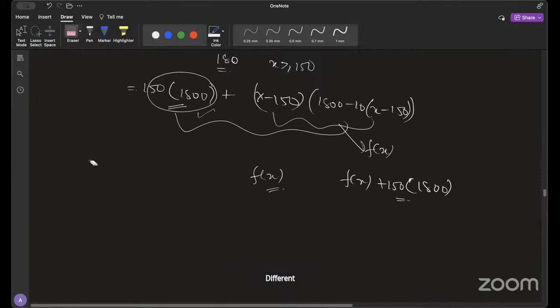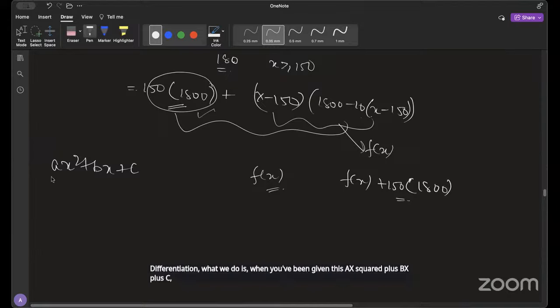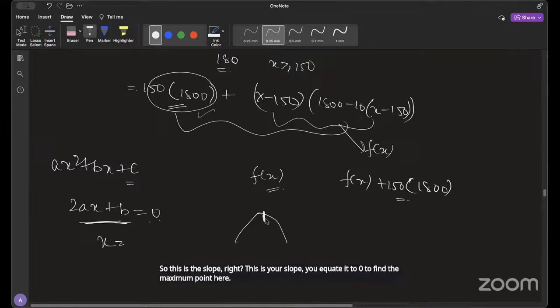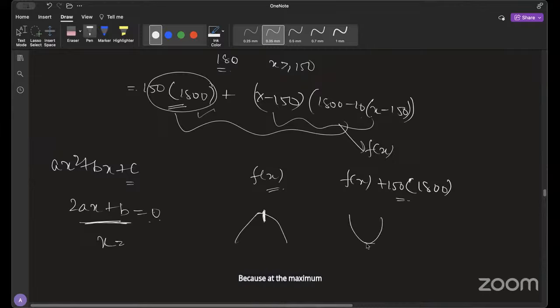Differentiation, what you do is, when you've been given ax square plus bx plus c, to find the maximum value, you differentiate it. There are rules of differentiation that we're not discussing here. So the derivative you get is this, and then you equate this thing to 0. This is your slope. You equate it to 0 to find the maximum point, because at the maximum point or the minimum point, your slope is 0.